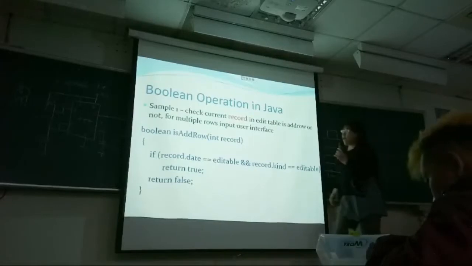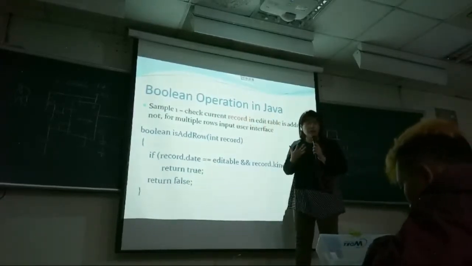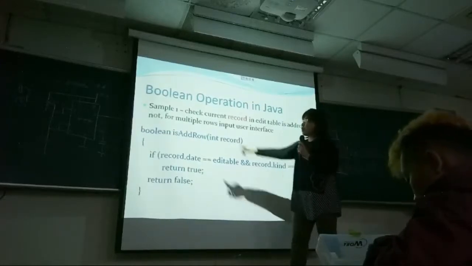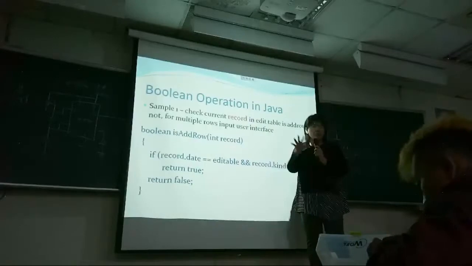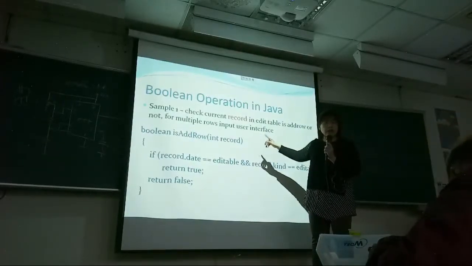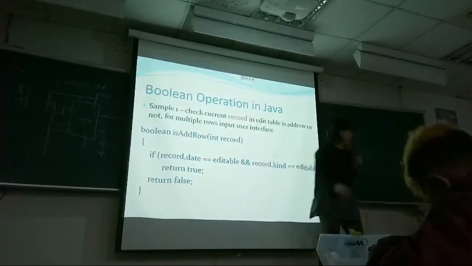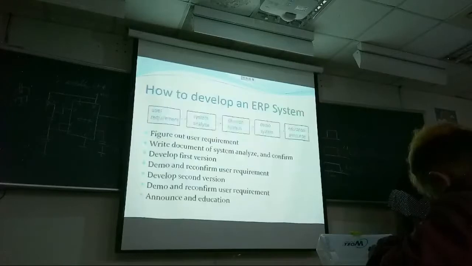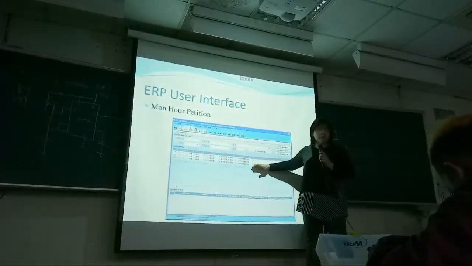And I will show you Boolean operation in Java. How do I use it? A simple one is checking the current record. It's in the user interface. Before, I showed you the man-hour key-in. This is multiple rows, right? Multiple rows.